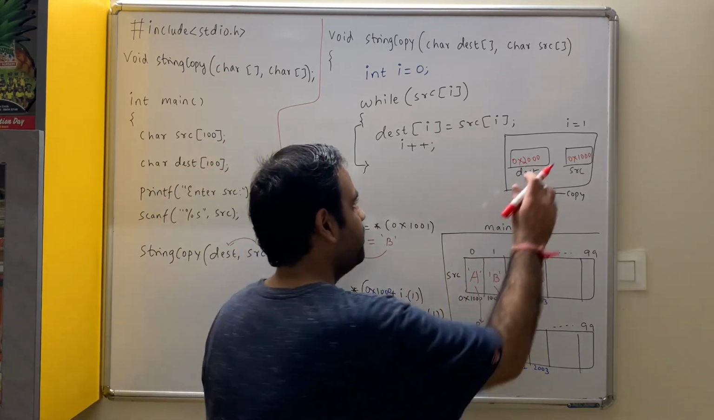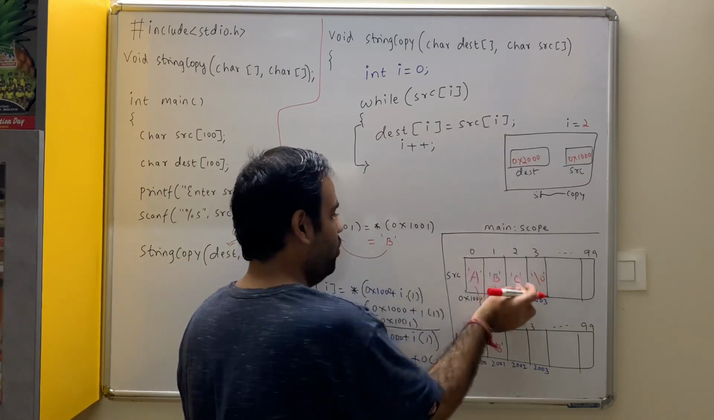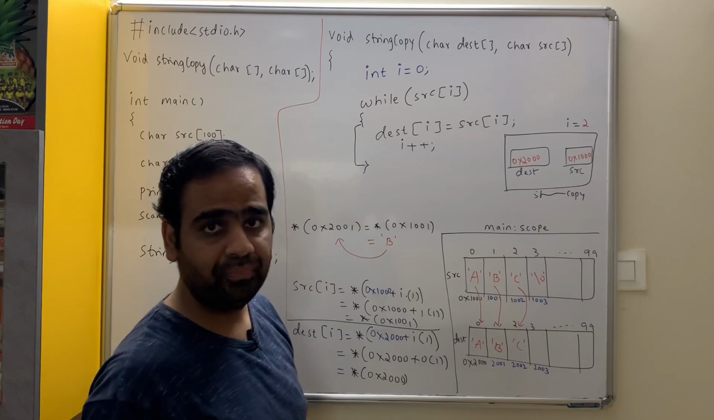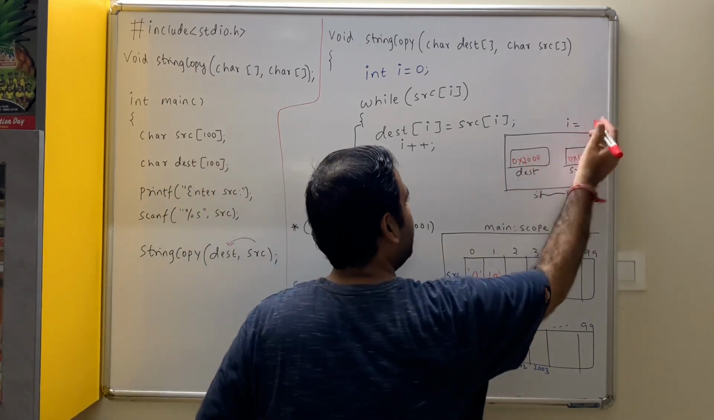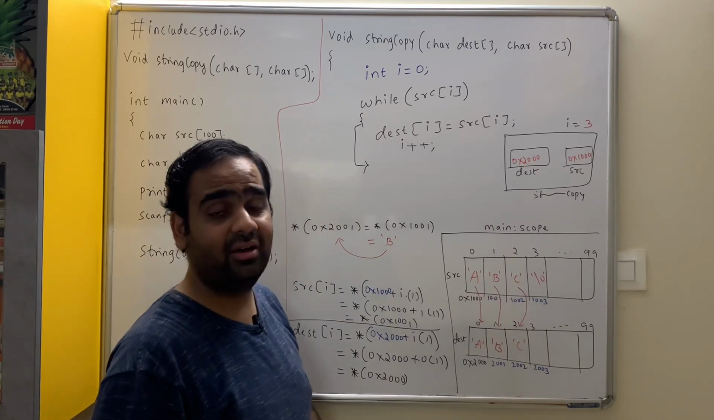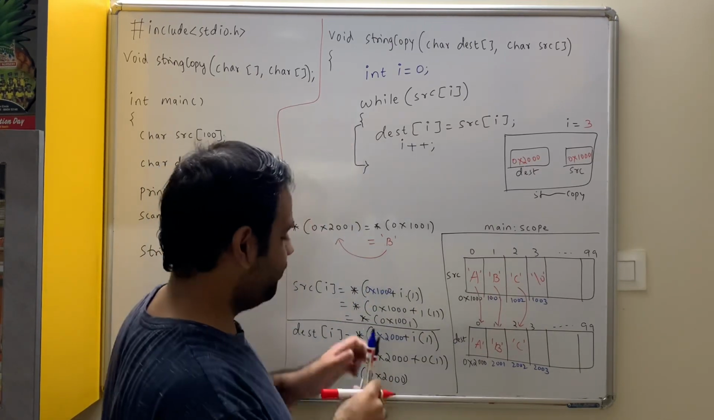Again you say I plus plus, 2. Now source of 2 will be taken and copied at destination of 2 like this. Now you say I plus plus, 3. Now what is source of 3? Source of 3 is null character. Null means false because the ASCII value is 0. You come out of this loop.